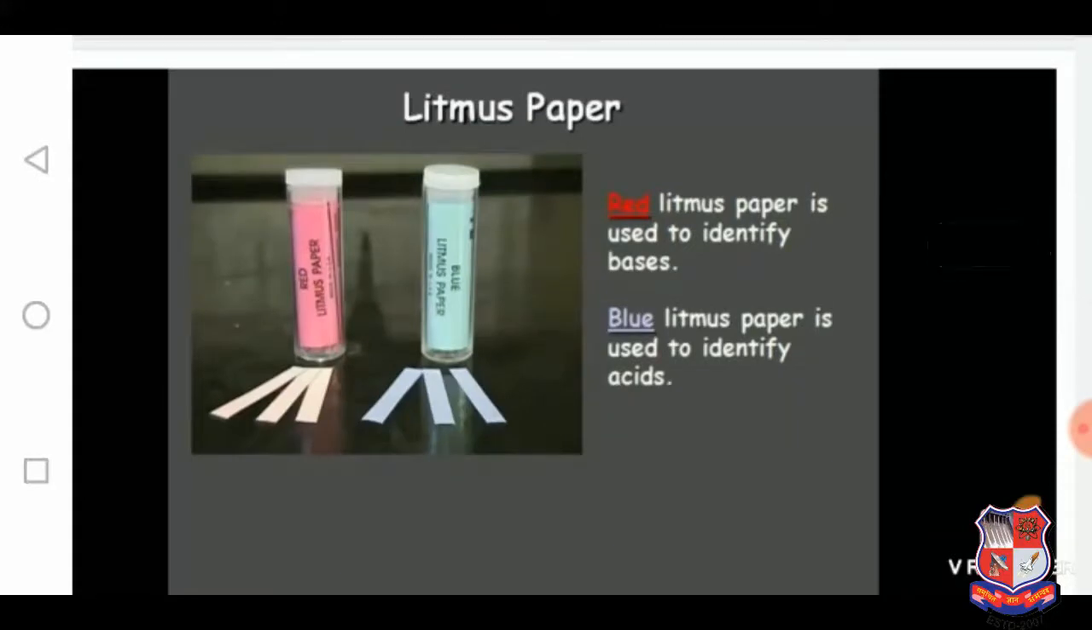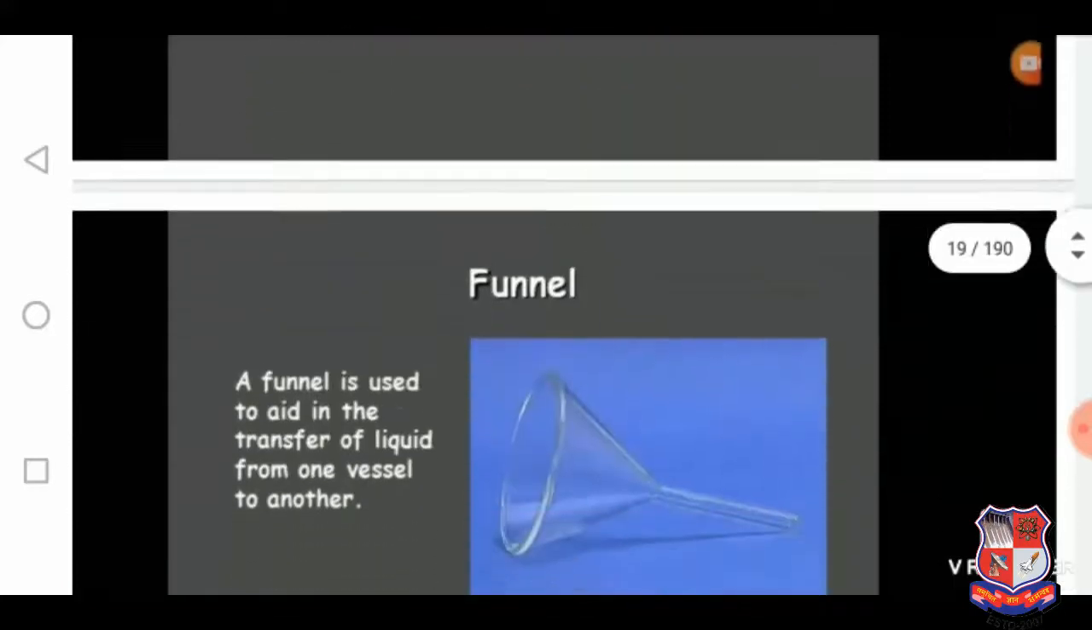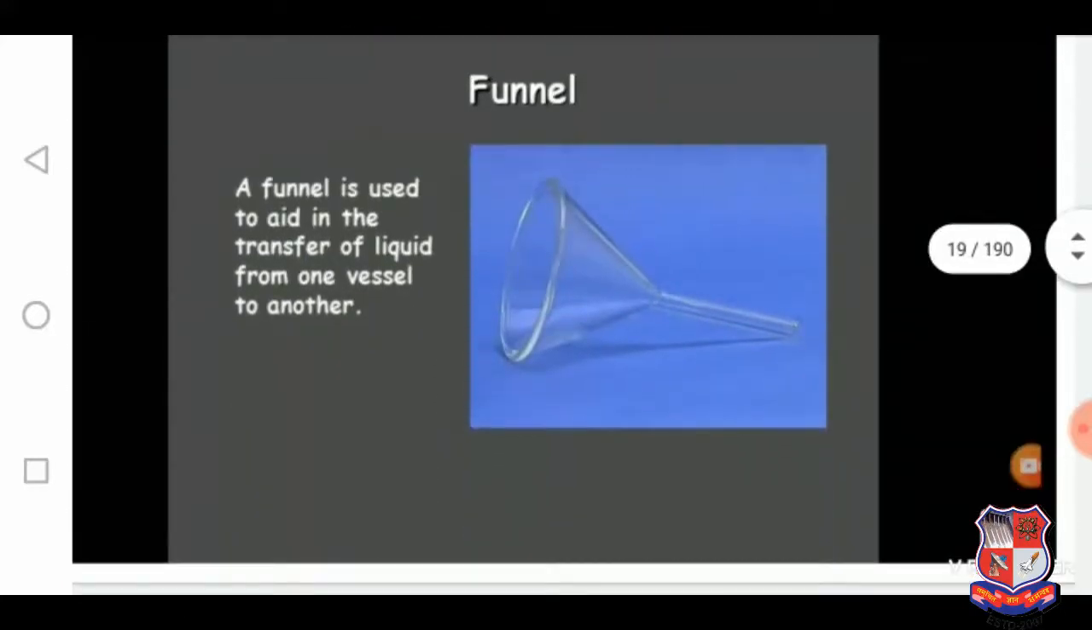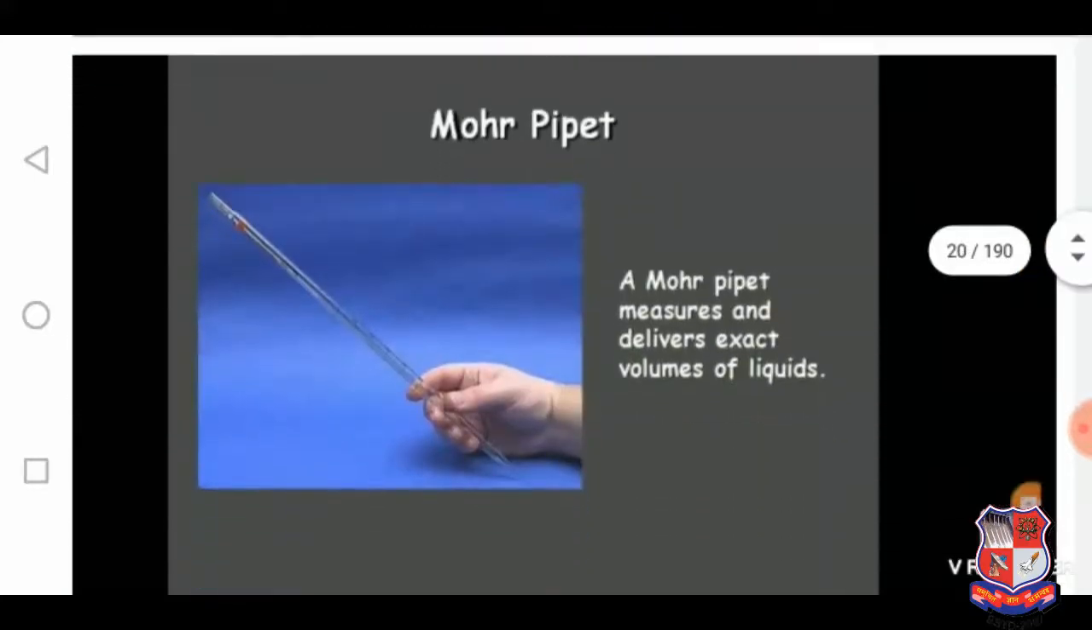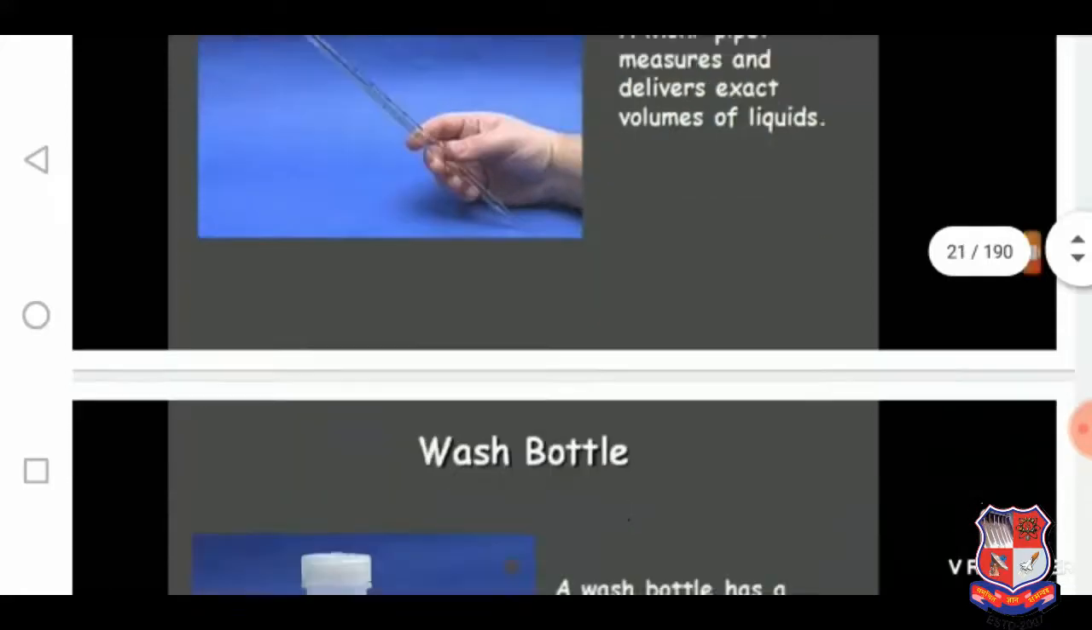Litmus papers generally come in two types. Red litmus paper is used to identify bases. Blue litmus paper is used to identify acids. Forceps are used to pick up small objects. A funnel is used to aid in the transfer of liquid from one vessel to another. A volumetric pipette is used to measure and deliver an exact volume of liquids.